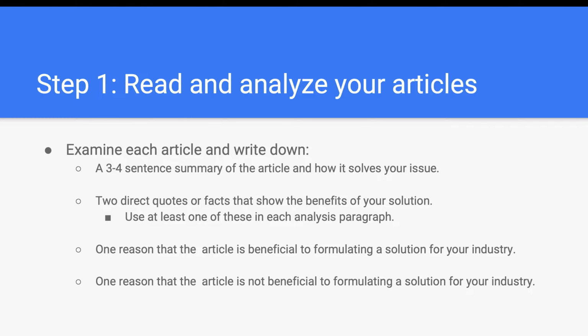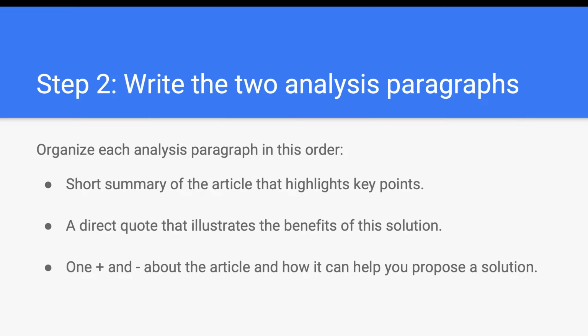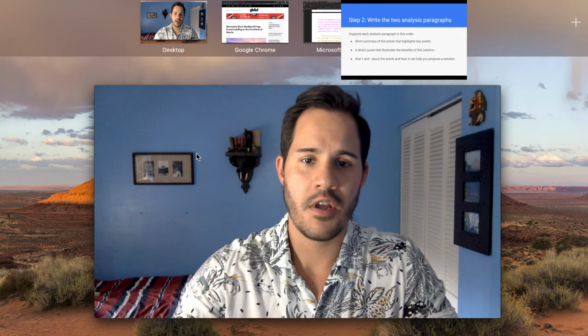So after you write all that down on a separate sheet of paper, you'll be ready to write the actual paragraphs, right? So you move in, and this is the organization of each paragraph. So remember, you're going to need two body paragraphs that analyze the two articles, one for each section. So for the first one, short summary, right? You should just be able to knock that down by putting the 3 to 4 sentences you already wrote down. A direct quote that illustrates the benefits of the solution. So we'll talk more about what does that look like. And then one positive, one negative about the article and how it helps propose a solution, right? So you do one body paragraph on Article A and then another body paragraph on Article B in the same order. What does that look like?